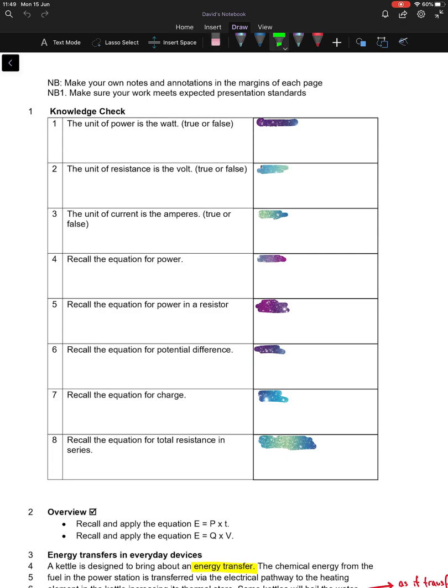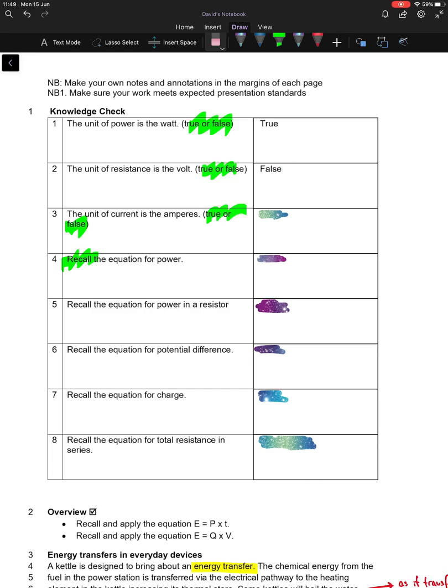If you start for me, please, by having a look at the knowledge check questions, some of which are true and false, and some of which are just recall questions. So if you can pause the video now and have a go at those for me, please. Right, if you've unpaused the video, you will have had a go at the knowledge check questions. So let's go through the answers nice and quickly.